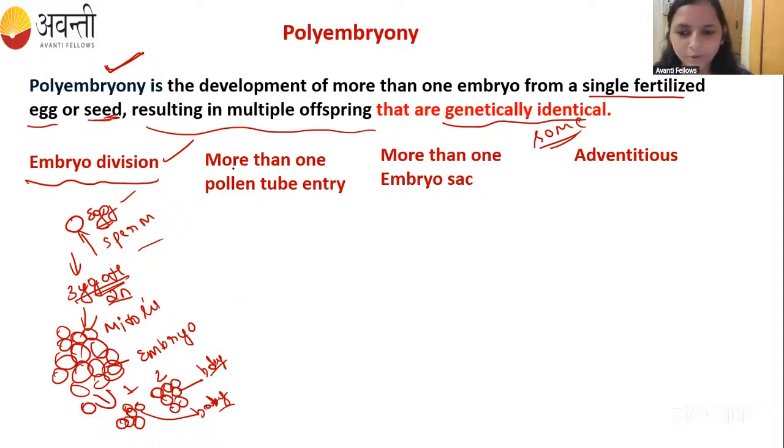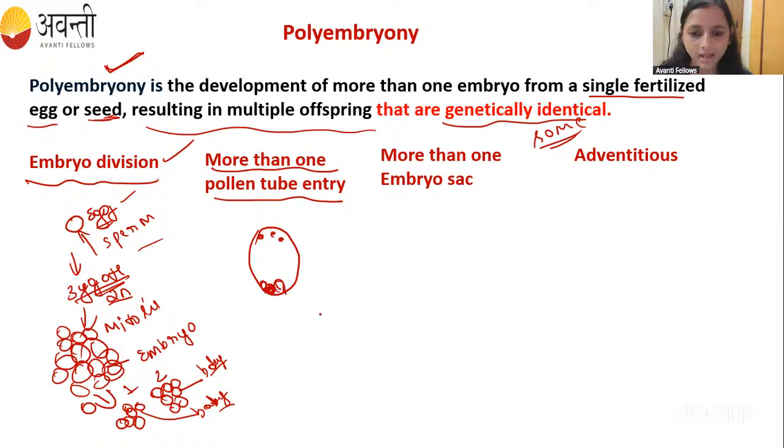Then coming to the second, more than one pollen tube entry. More than one pollen tube is going to enter. See here, we take the embryo sac. This is the antipodal cells, and here there are the synergids and the egg cell. When the pollen tube enters, it will fertilize the egg. And another pollen tube will enter and it is going to fertilize the antipodal cells.